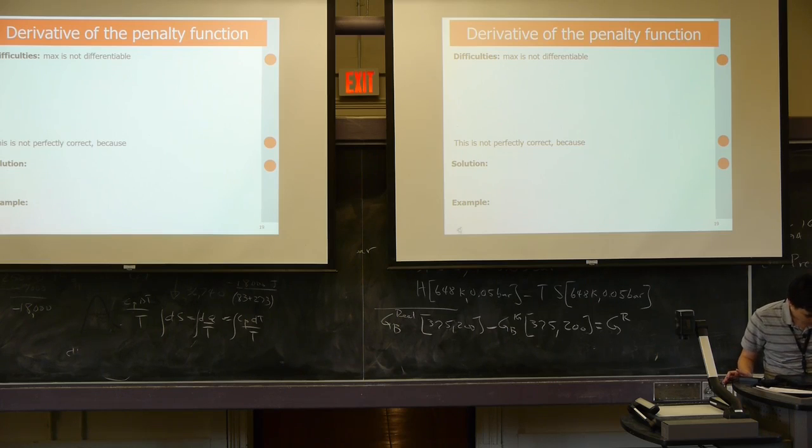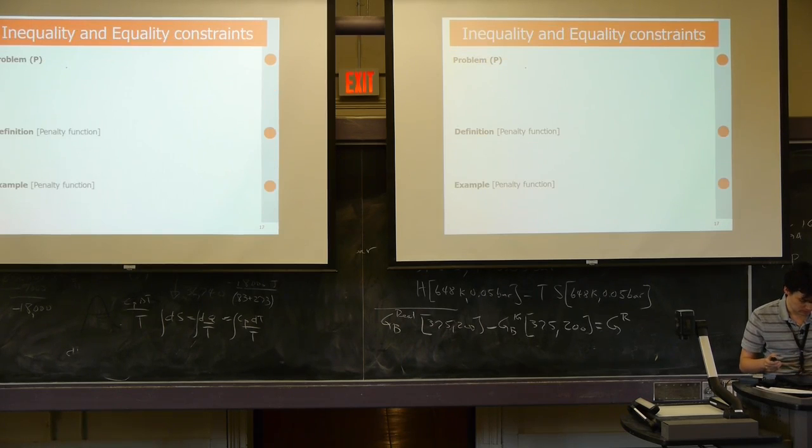Okay, so we need to calculate the derivative of the penalty function p. And if we just do the calculation, we have m constraints function. Maybe let me come back to this previous slide.